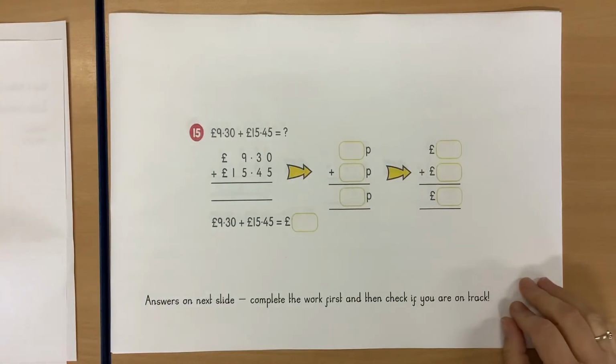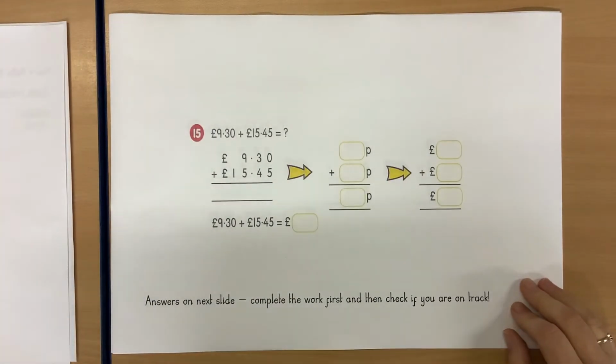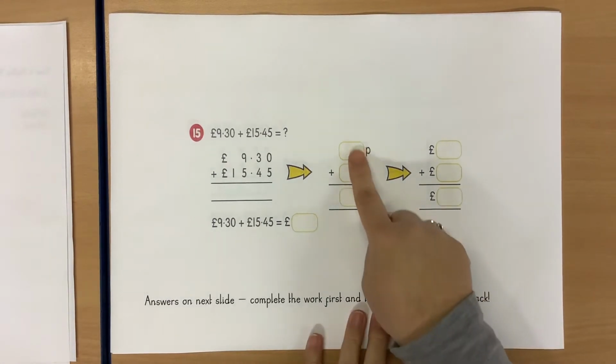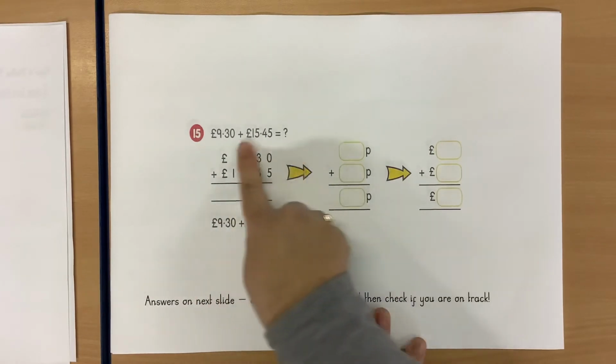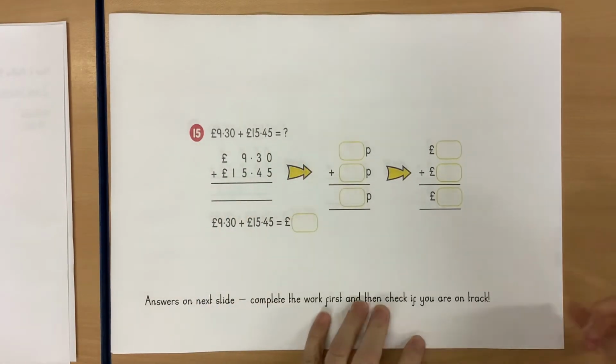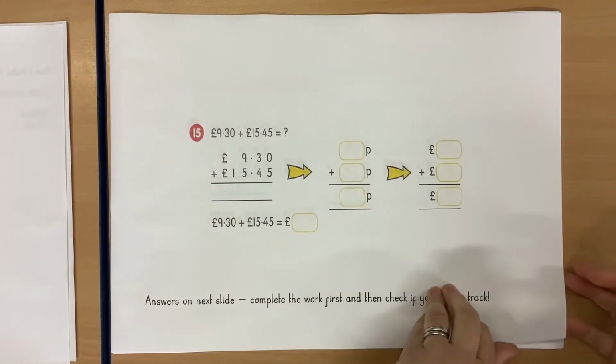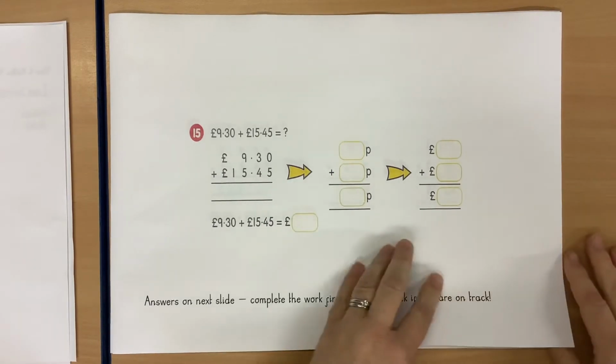So if we look at this example, £9.30 plus £15.45. You might want to add the pennies together first and the pounds together, or you may want to go for it and do the column addition. Pause the video, have a go at that, and then we'll check the answers in a second.